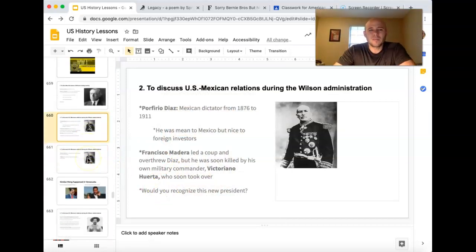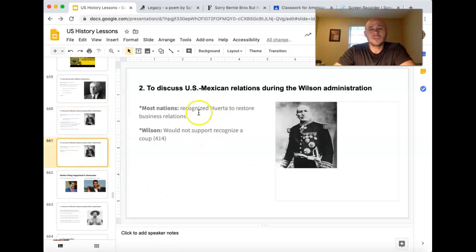So, would you recognize this guy, Huerta, as the new president or not? Would you consider him the rightful ruler of Mexico? Most nations did. They said, whatever, we don't care. As long as he'll restore good trading relations, we're fine with whoever rules Mexico. Wilson, on the other hand, refused to support him. He said, that was a violent, unethical thing you did, so we're not going to support you as the leader of Mexico.